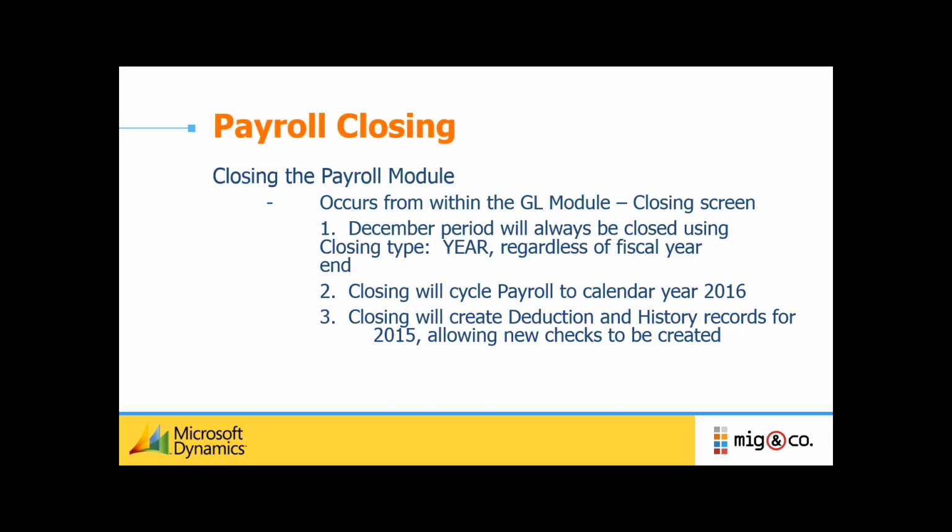When we're closing payroll, the closing payroll actually happens within the GL module itself. So come December, we will make sure that we close the year regardless of the fiscal period that we're in. So if you happen to have a calendar year that's not equal to your fiscal year, that is how you're reporting the books, but it's the calendar year that's how we're going to be reporting our payroll, and that's how we need to close out our process in the payroll screens themselves. So closing, we'll cycle payroll to the next calendar year. And closing will also create the deductions and history records for 2015, allowing new checks to be created in 2016.